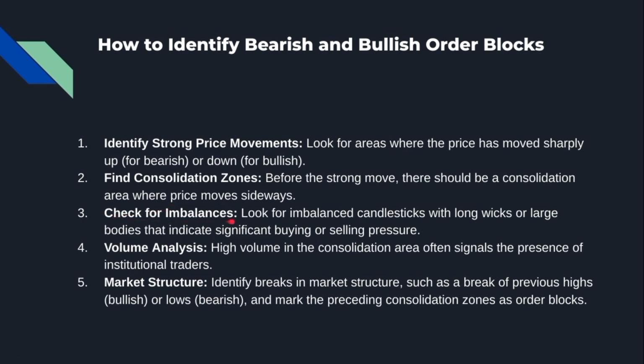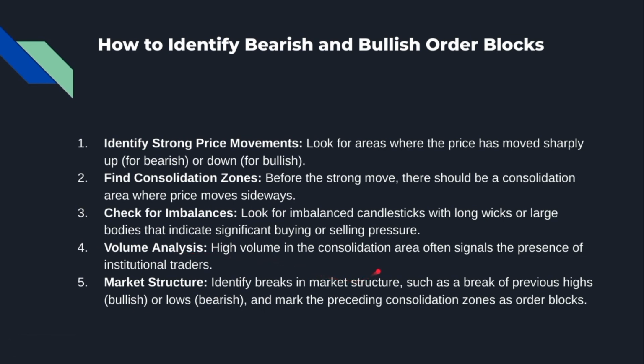So number three, check for imbalances. Look for imbalanced candlesticks with long wicks or large bodies that indicate significant buying or selling pressure, right? So when price reaches up to your order block, you want to see wicks, right? Showing you, if you're at a bullish order block, when you want to see price get pushed up. So then you wait, looking for wicks, which shows you, okay, the sellers are losing momentum and the buyers are stepping in now. So you want to wait for your wicks to form, and then you can enter based off your wicks, right?